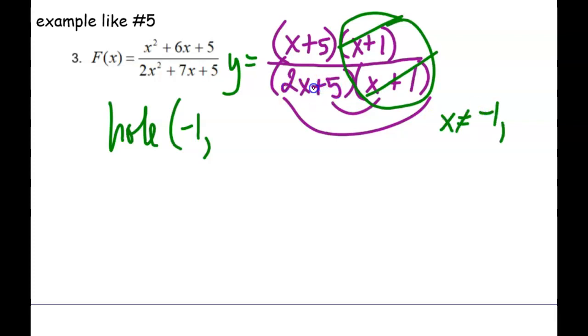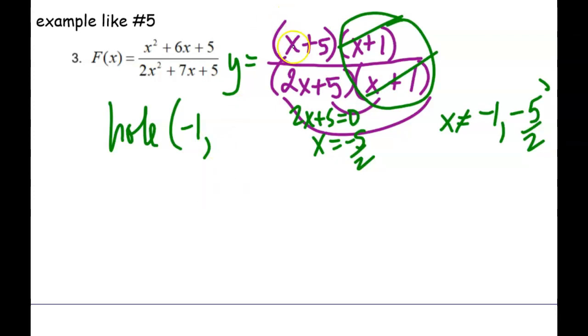This one? -5/2. Everybody okay? 2x plus 5 equals 0 would mean x equals -5/2. So that would be the other domain restriction. We're going to need that number again in a second. But once you find the -1 and we reduce that off, now we put the -1 back in the reduced.